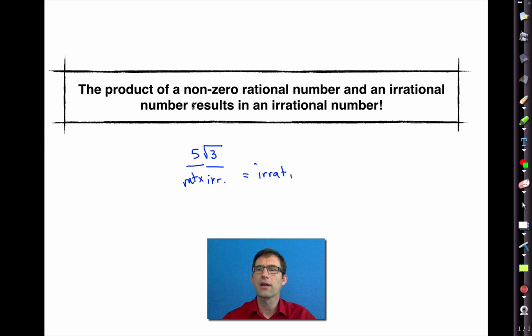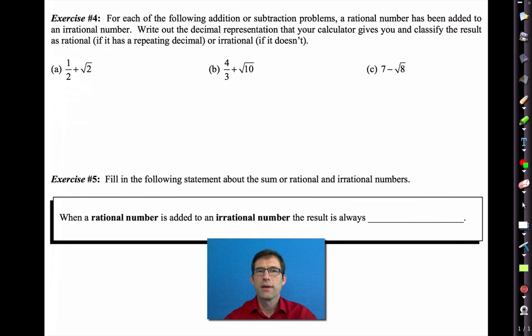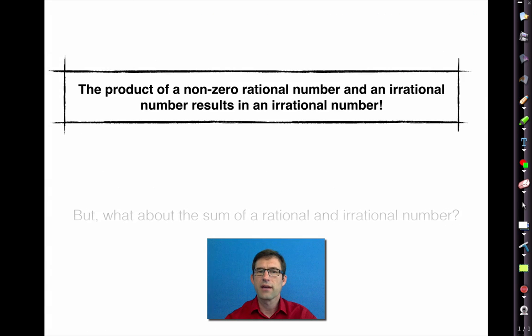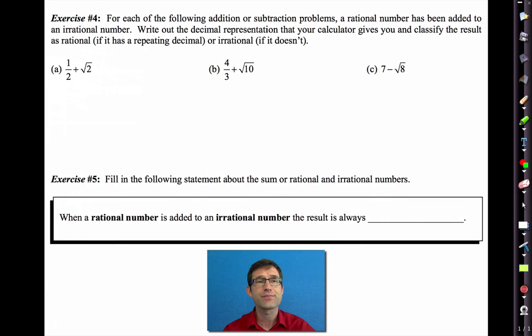All right, I'm going to clear out the text, and let's play around with this some more. Whoops, wait, I got to go back to that question for a second, right? But what about the sum of a rational and an irrational number? The product is irrational, but maybe when we add a rational to an irrational, maybe then it turns out to be rational, all right? So let's play around with that a little bit in the next exercise.